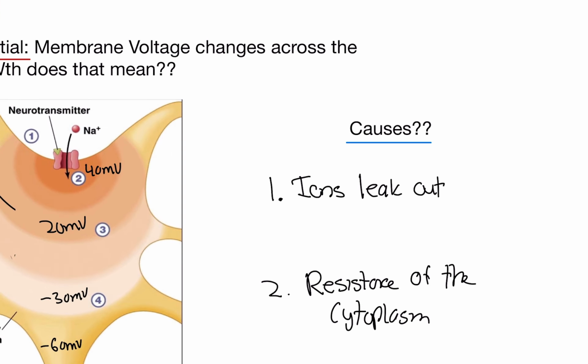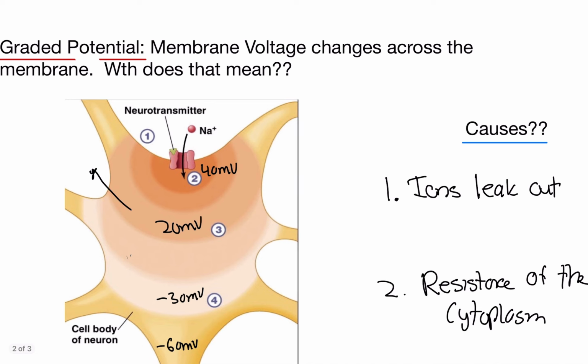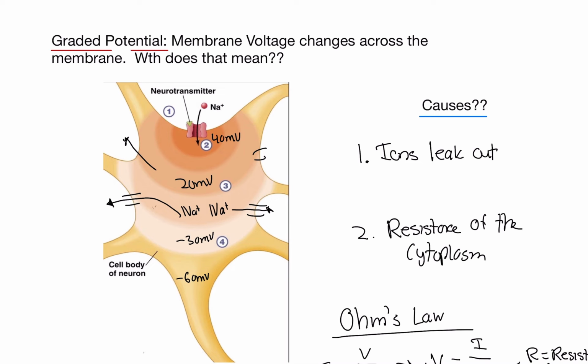Well, one reason is ions leak out. We are having sodium come into the cells, but there are something called leak channels. Leak channels are essential because we don't want the sodium to stay in forever, so some sodium is just going to passively leave. That's one reason we get a lower voltage: sodium is positively charged, and when something positive leaves the cell, the voltage goes down.